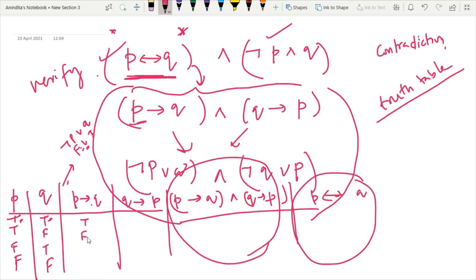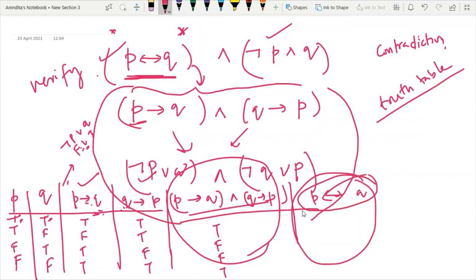So similarly, we can calculate all other output for P implies Q. Similarly, we can calculate all the output for Q implies P. And then we can calculate what is the outcome if I perform AND in between these two fields. So if I perform AND operation between these two fields, I will get true, false, false, true. And we know that what is the value of P double implies Q? We can find it out as true, false, false, true, something like this.